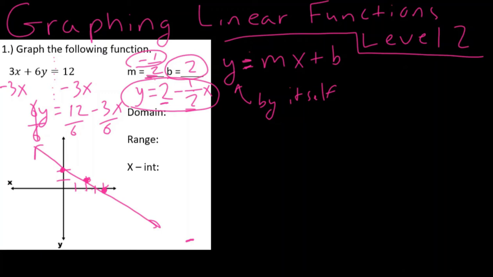And let's talk about our domain. Well, to recap what we said in the first video, this graph extends forever to the left, it extends forever to the right, and so our domain is negative infinity to positive infinity. Also, in terms of going down and in terms of going up, well, this line never stops going down and it never stops going up, so our range is also from negative infinity to positive infinity.